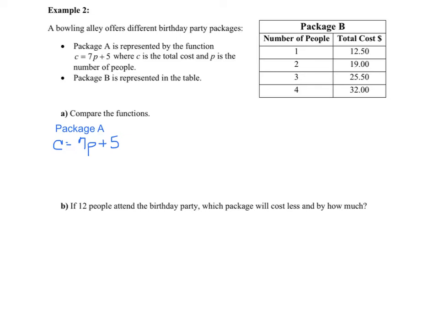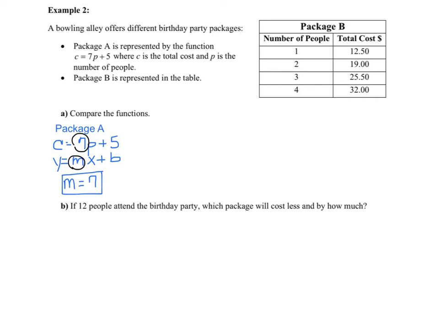And remember, when you're given an equation, you're going to use slope-intercept form, which is y equals mx plus b. So when we're given an equation, it's just identifying your slope, your m value. So your m value here is 7. Your rate of change is equal to 7 in package A.